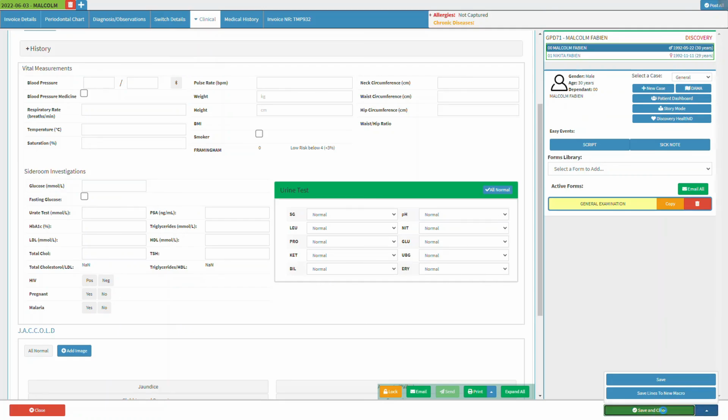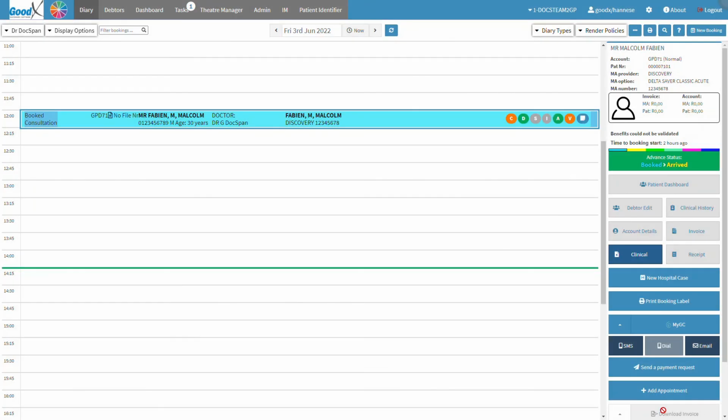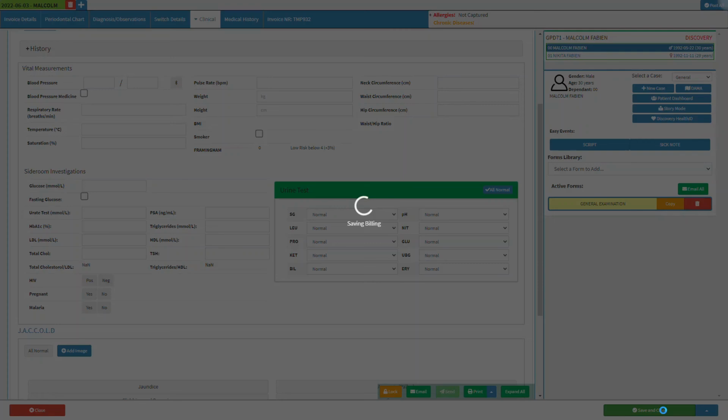Click on the Save and Close button to save the general examination form and close the screen to return to the main diary screen.